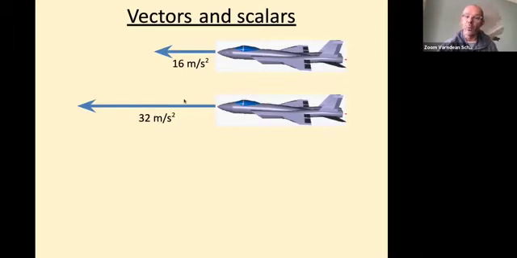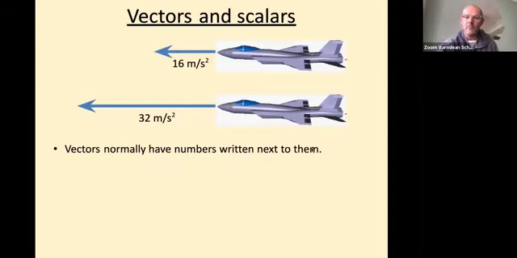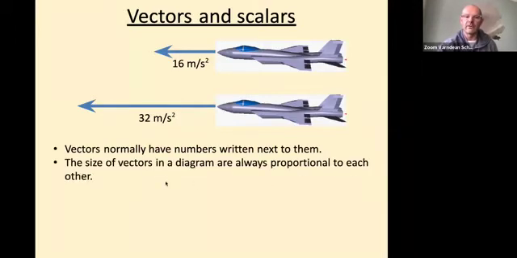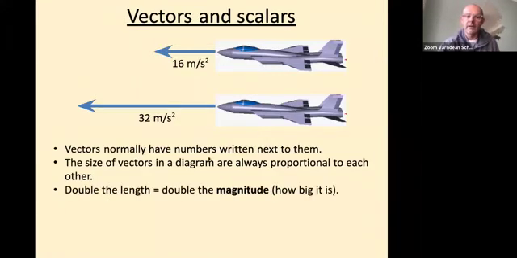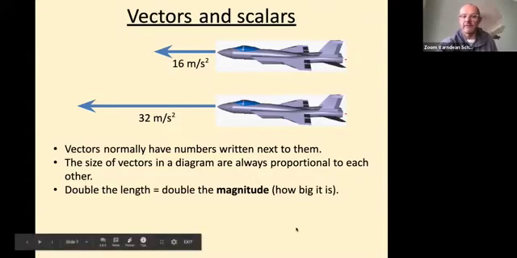So the acceleration is twice as much here. So the arrow has to be twice as much. And if you look at these arrows, this one is exactly twice as long as the one above. Very important. They are actually drawn to scale in your exam. So they normally have numbers written next to them, and the size is proportional. It means they are drawn to scale. It matters what length they are. Double the length is double the magnitude, the size, okay?